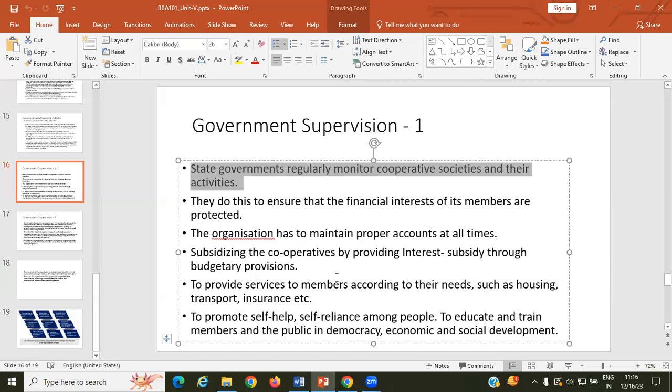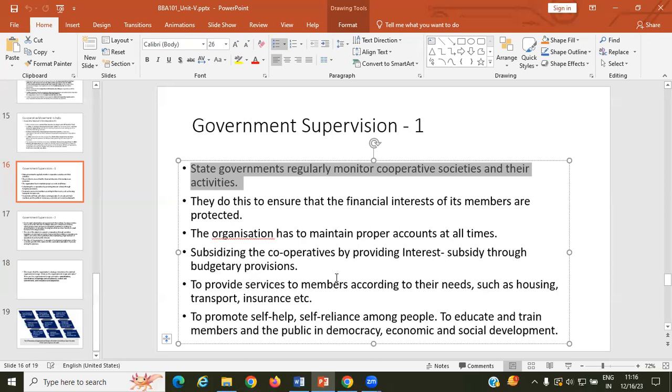And the government is looking at all these things. The organization has to maintain proper accounts at all times. Government is also responsible to audit sometimes. So whatever the society maintains, all the accounts, income, expenditure, profit, loss, balance sheet, everything is maintained in the record.